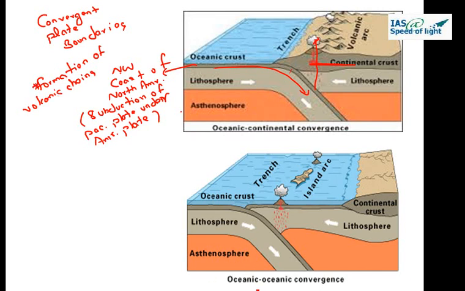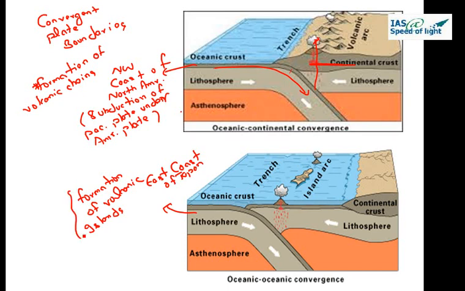Now again, if we see the oceanic and oceanic convergence, a perfect example we can give is the east coast of Japan, which has led to the formation of the complete Japan archipelago. So this is the east coast of Japan. The features will be the same as what we have seen in the case of oceanic and continental convergence, and we see the formation of volcanic islands.